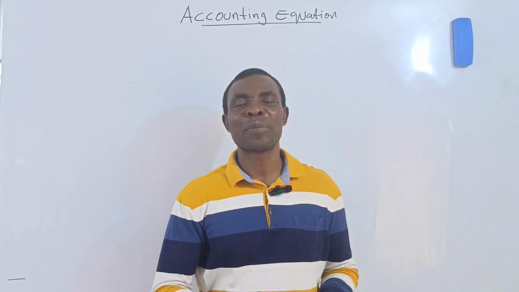Classification. We'll start with the non-current liability and the current liability. Let's start with the current liability. This liability represents, number one, all obligations that are expected to be settled within the accounting period.